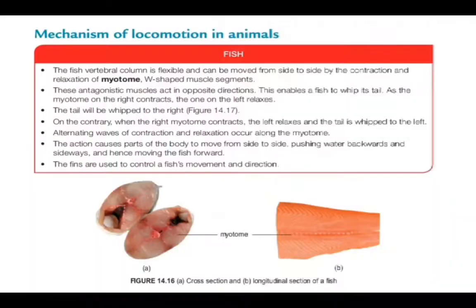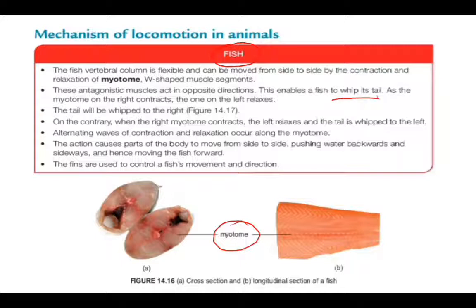Alright, walking. Mechanisms of locomotion in animals. So the first one, fish. The fish vertebral column is flexible and can be moved from side to side by the contraction and relaxation of myotomes. This is the myotome. Myotomes are W-shaped muscle segments. These antagonistic muscles act in opposite directions. This enables a fish to whip its tail.